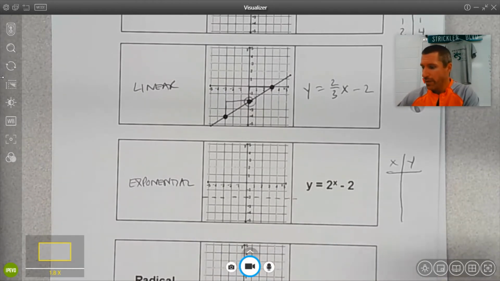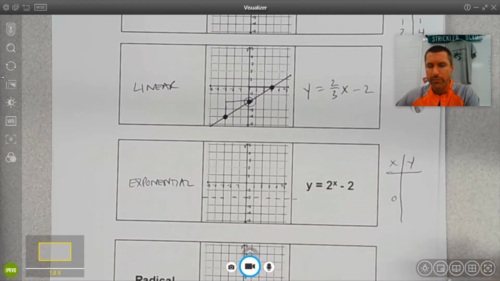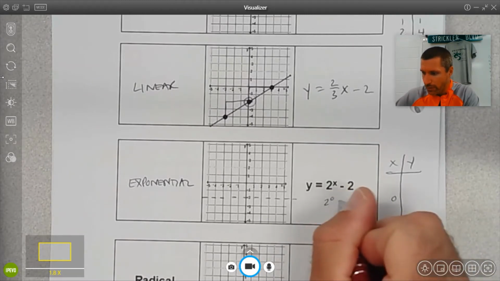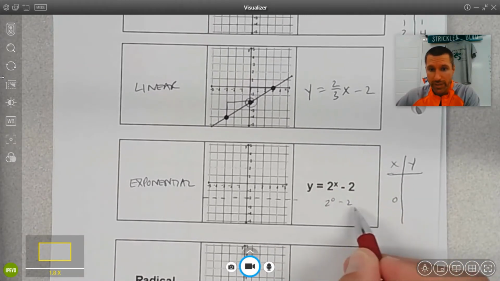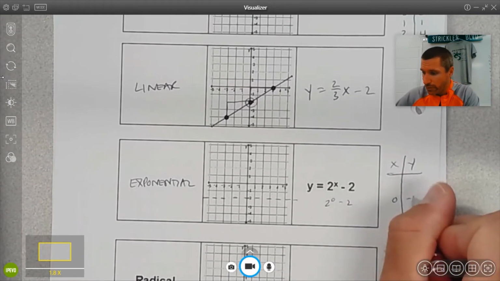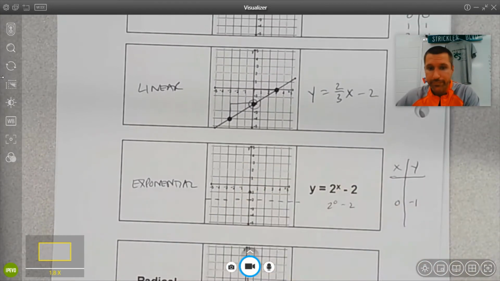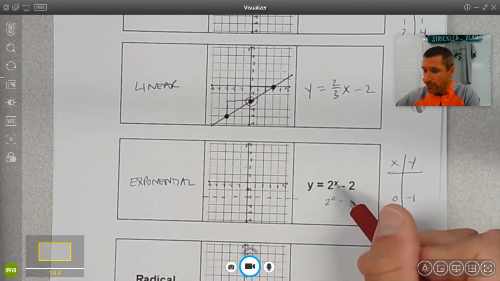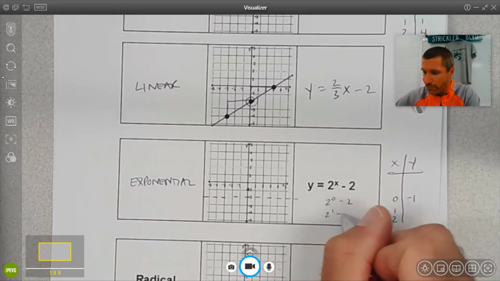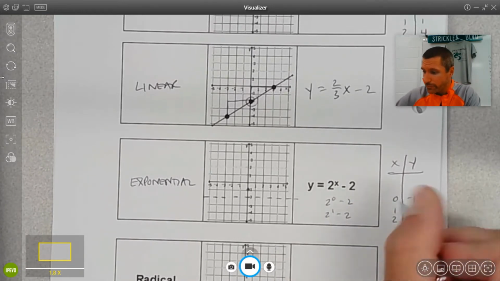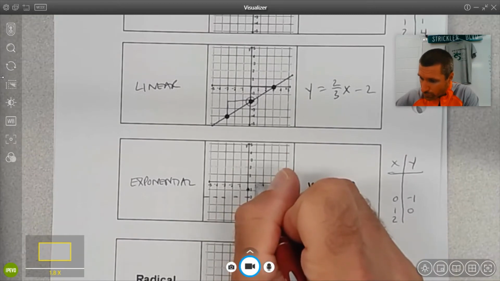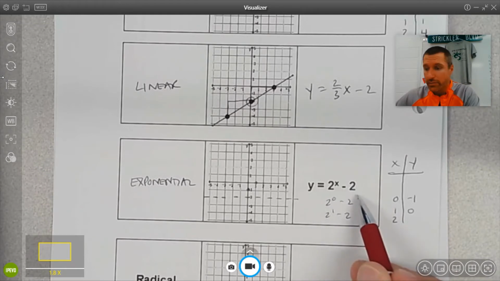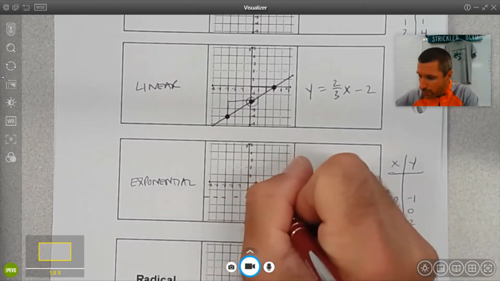Let's do some inputs and outputs. So it's good to start with 0 and see where we're at. So if you plug in 0, 2 to the 0 power is 1, and then 1 minus 2 is -1. So 0, -1 is right there. Let's go ahead and plug in 1 and 2 and just get an idea as we head that direction. So 1 goes in, that's 2 to the first power, minus 2, that's 2 minus 2, 0. 1, 0. Plug in 2, 2 squared is 4, 4 minus 2 is 2, so 2, 2.